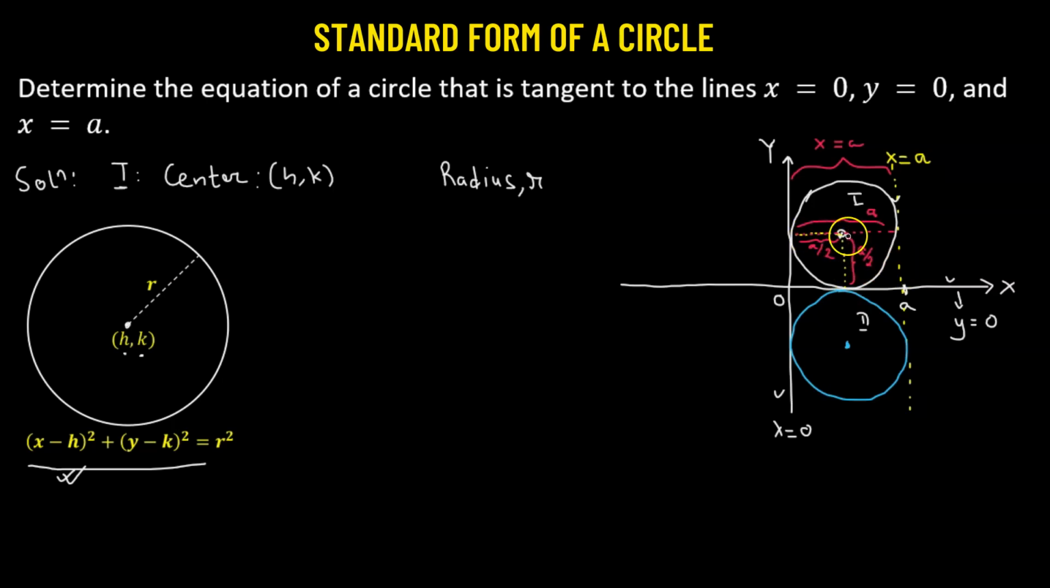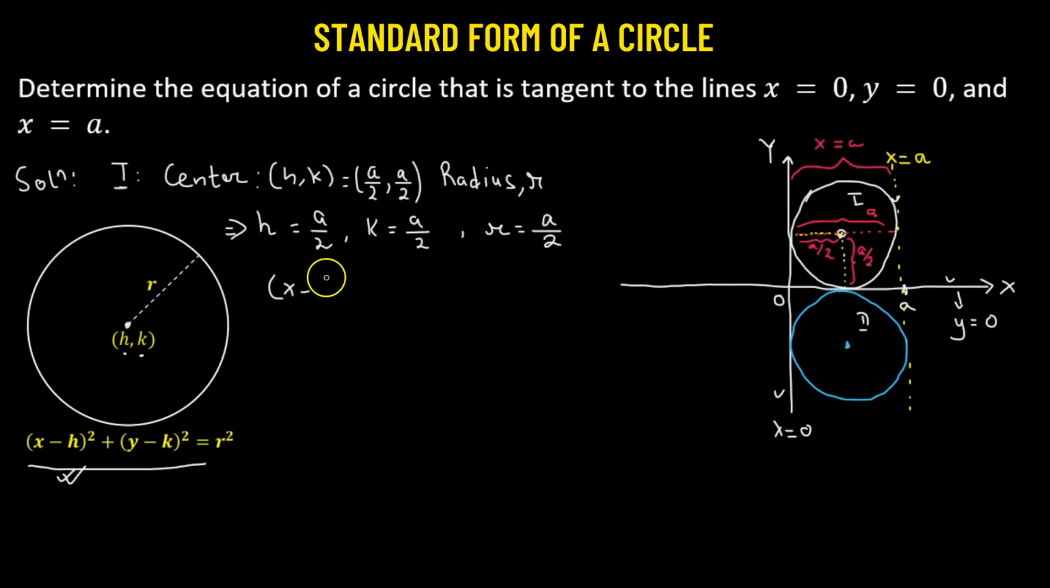Now that we have the lengths of the two perpendiculars, the coordinates of the center are a over 2 and a over 2. This immediately tells us that h is a over 2 and k is also a over 2. What about the radius? The radius is half of the diameter. The diameter is a, and half of it gives us the radius, a over 2.